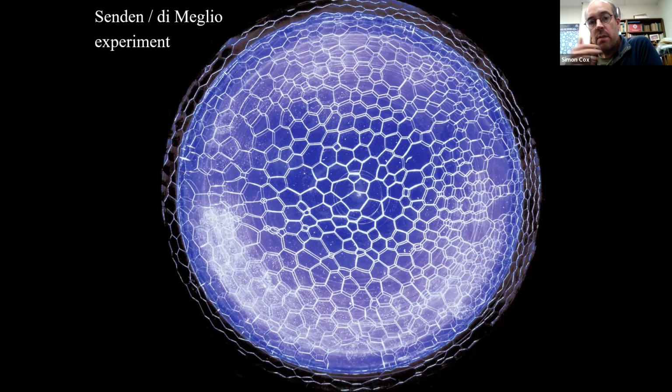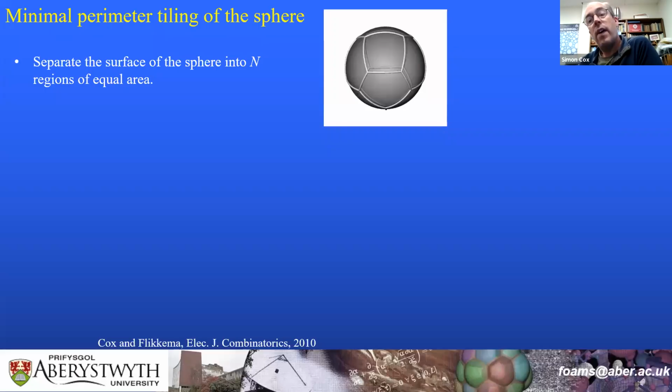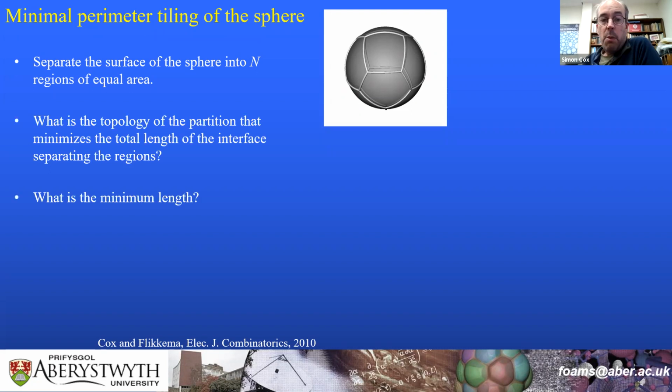So to try and move briefly out of the plane, here's an experiment. Tim Senden and Jean-Marc D'Amelio did an experiment in Canberra where they enclosed a foam between two concentric spheres, or at least hemispheres. That inspired us to try confining two-dimensional foam to the surface of a sphere and asking what the arrangement of bubbles is in the least perimeter candidate. And can we predict the minimum length?